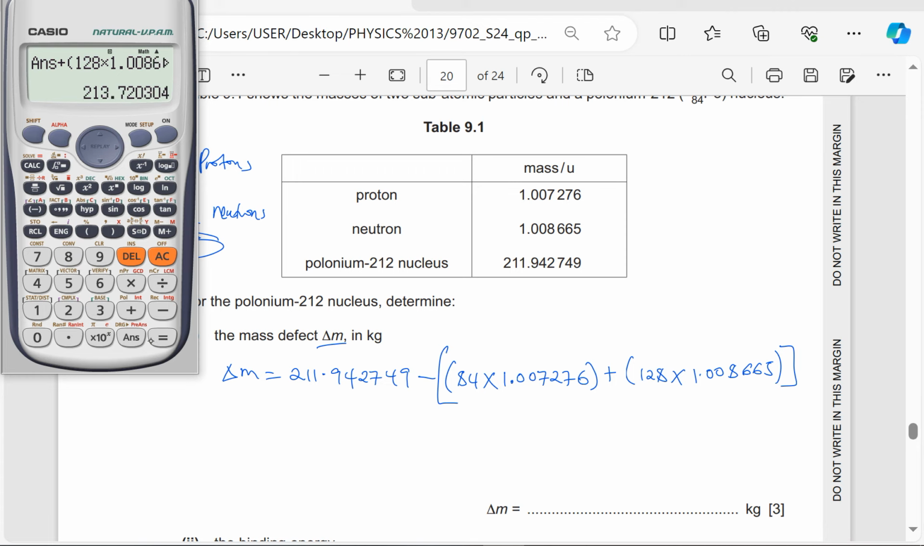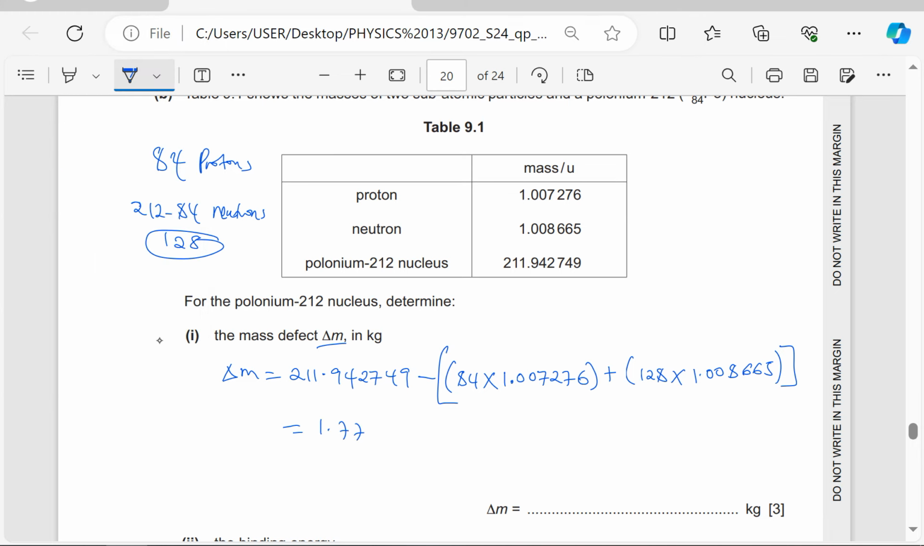So I will subtract this from 211.942749 minus the answer. So I am getting 1.778. I'll just have at least 4 significant figures. So the difference is 1.778 in unified atomic mass units.